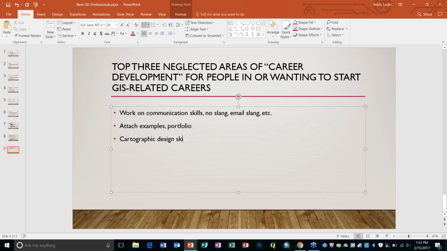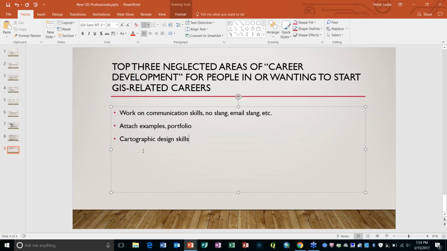I can't emphasize enough how important those skills are. Doing good cartography is, as all of us here can attest, really time consuming, and it's difficult sometimes. I'm not very good at it, actually. I try, but you have to put it out there and do it, and it could be part of your portfolio. But there are many resources out there to work on cartographic design skills.